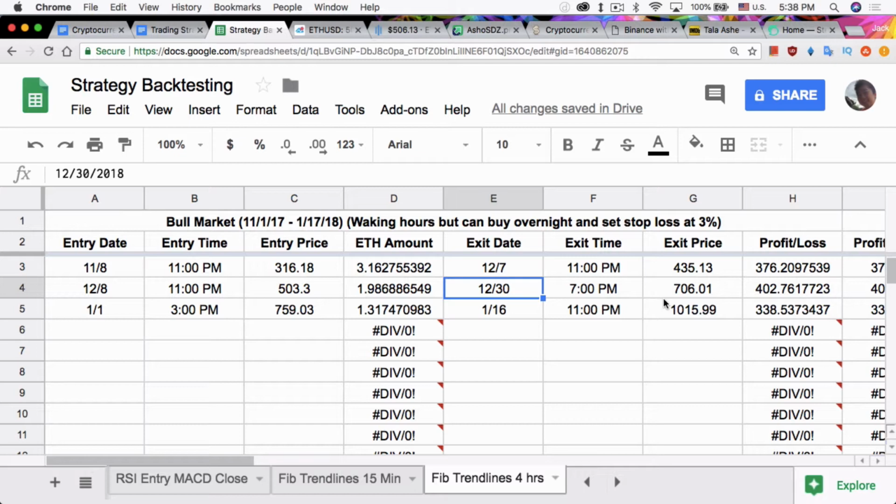There's 2 problems. The first one is this being a swing trade position, where you end up holding for almost a month for most of these trades. This one was about a month. This one's a little bit less than a month, and this one's only 16 days. But it's a very long time frame.